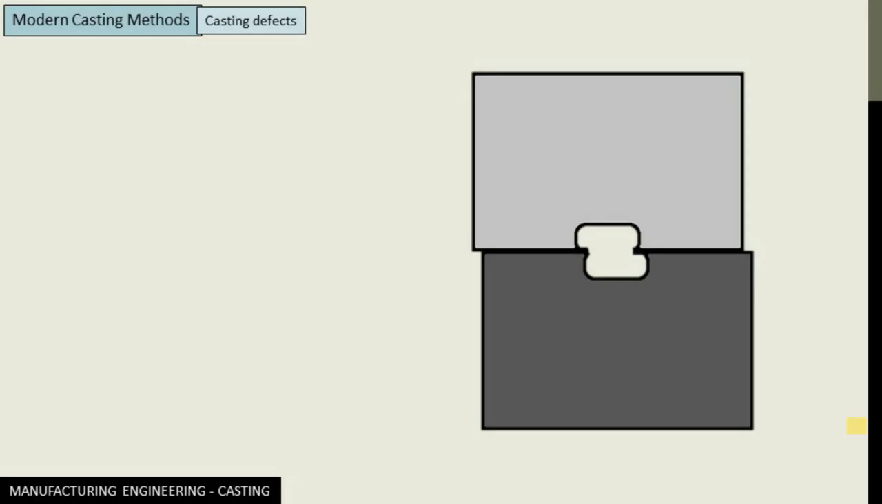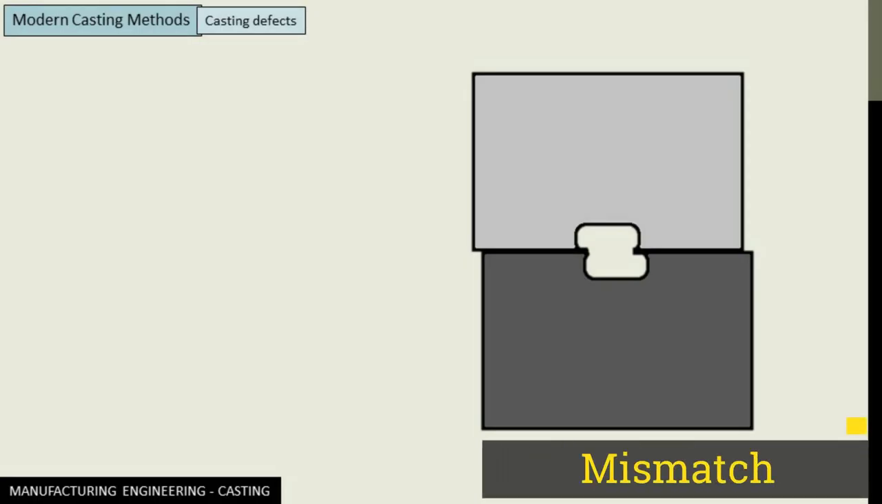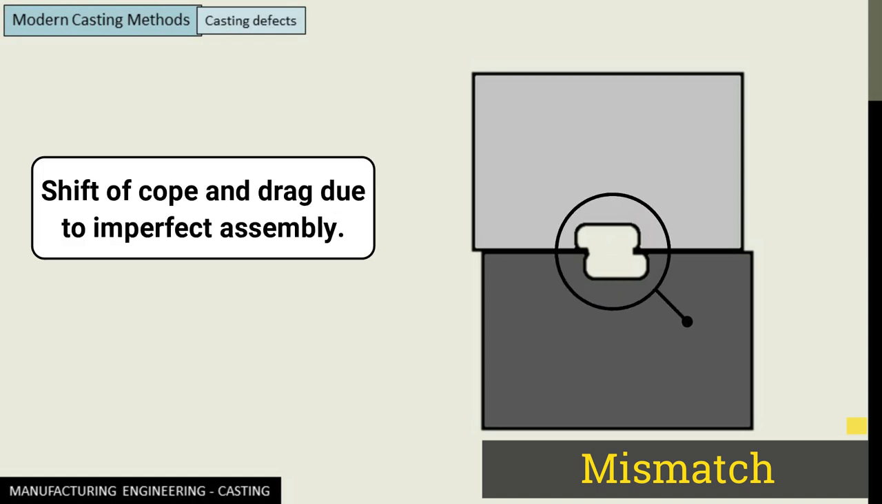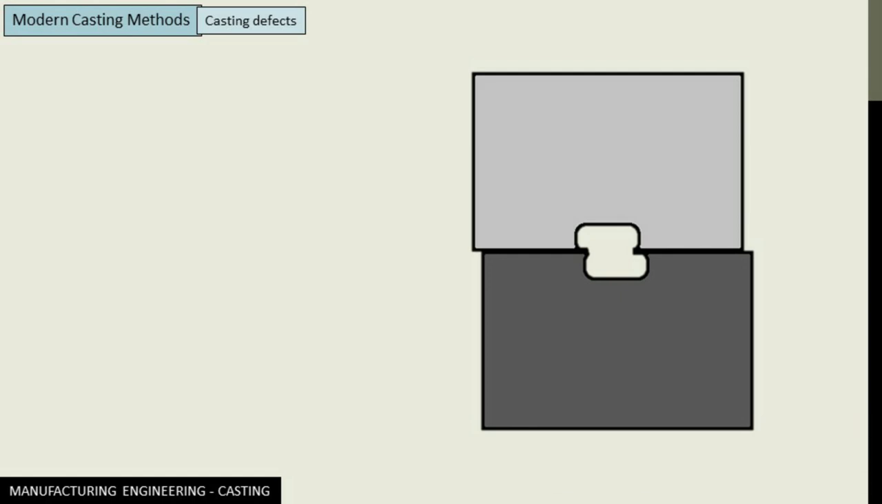Then we have mismatch. A mismatch is a shift of the individual parts of a casting with respect to each other. This may occur due to mold shift or a shifting in the core. Also, this kind of casting defect can occur if the assembling of two halves of the mold, that is the cope and the drag, is done immaturely.